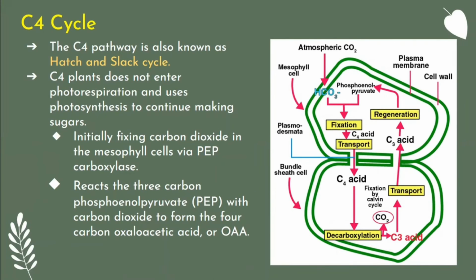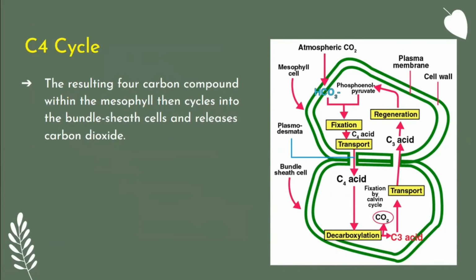This reaction reacts the 3-carbon phosphoenol pyruvate with carbon dioxide, resulting in the 4-carbon oxaloacetic acid, or OAA. The 4-carbon compound in the mesophyll cells then cycles into the bundle sheath cells and releases carbon dioxide.